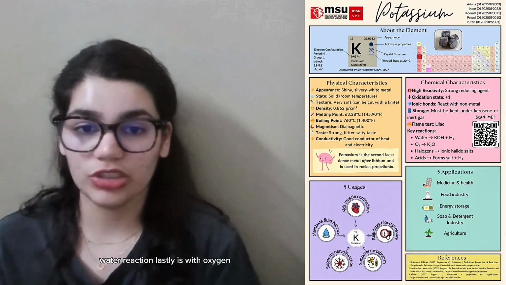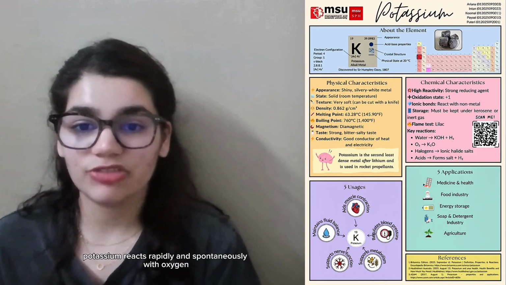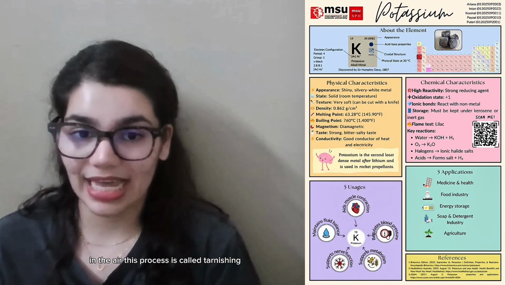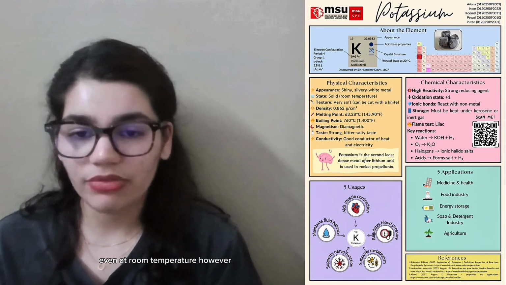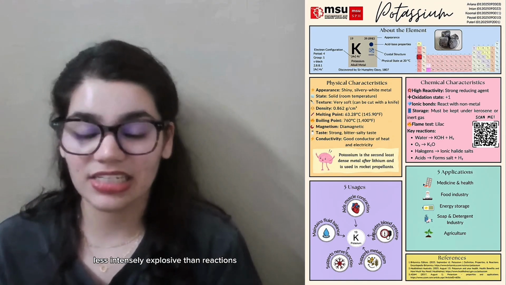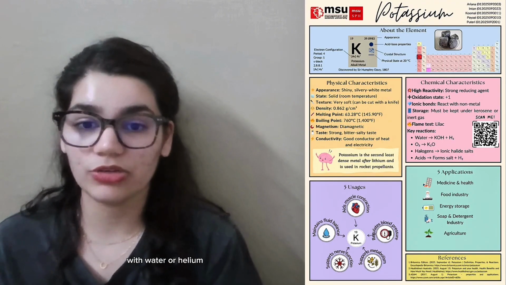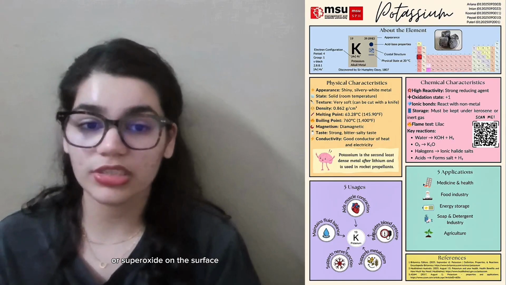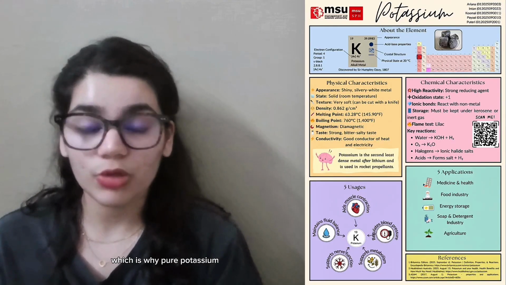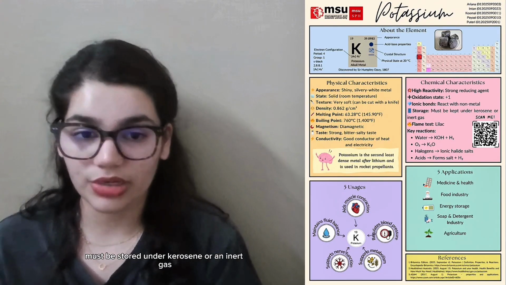Lastly is with oxygen. Potassium reacts rapidly and spontaneously with oxygen in the air. This process is called tarnishing, even at room temperature. However, this reaction is typically less intensely explosive than reactions with water or halogens. It starts quickly, forming a dull layer of oxide or superoxide on the surface, which is why pure potassium must be stored under kerosene or an inert gas.